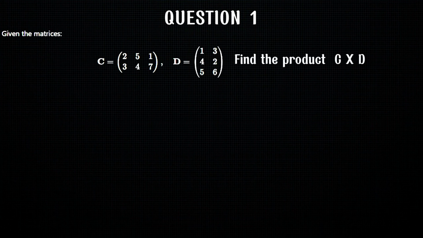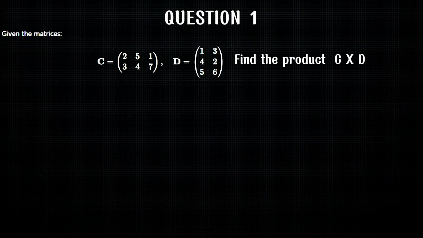The first question we have here for today's class says, given the matrices C in brackets, with values in columns 2, 3, 5, 4, and 1, 7, close bracket, and matrix D, which is 2 by 3, with values in columns 1, 4, 5, and 3, 2, 6. So the question says, find the product of matrix C and D.